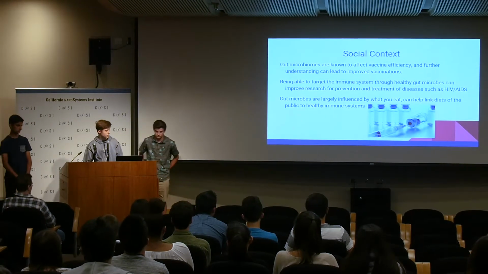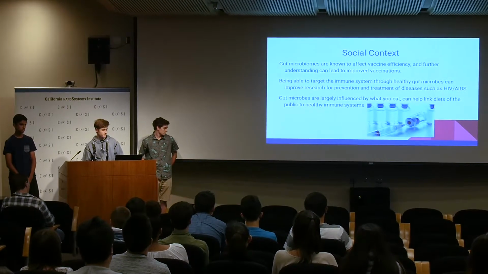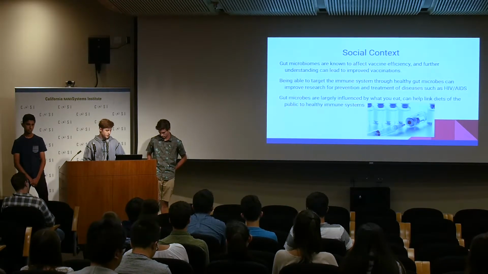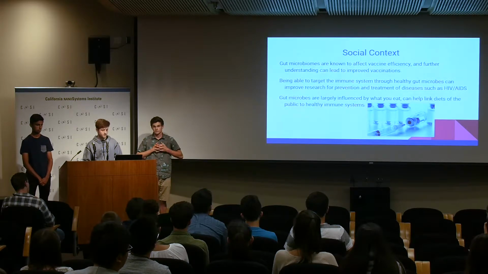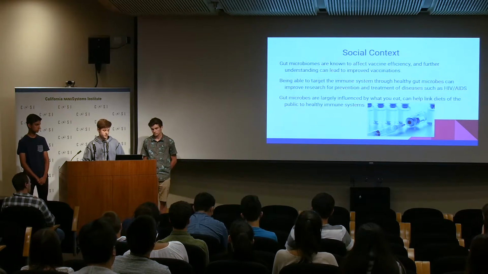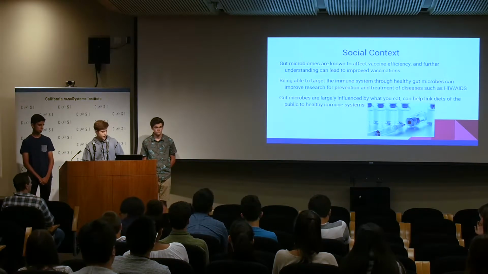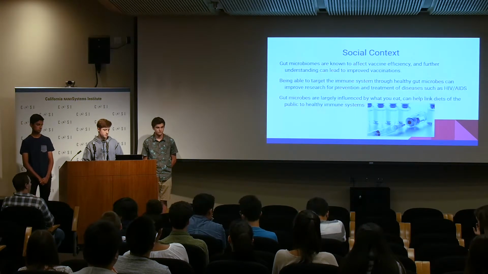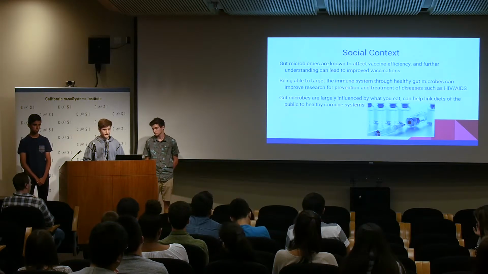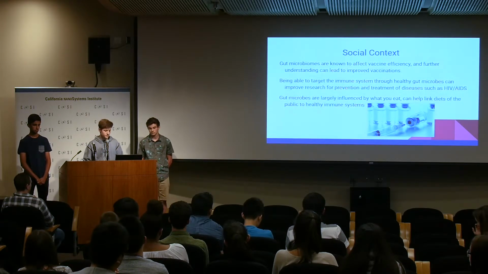Okay, and then moving on to social context, which is basically how this can be applied to the general population outside of the lab. So we already know that gut microbes affect vaccine efficiency, and further understanding these microbes can help us improve these vaccines to a higher level. And then targeting the immune system through these microbes can enhance research and prevention for diseases like HIV and AIDS, which weaken the immune system.